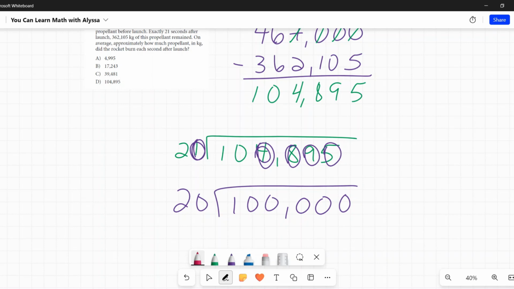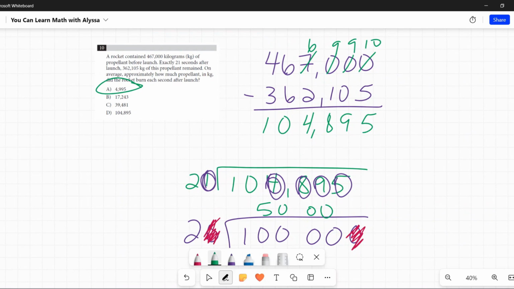And another little shortcut, if you're dividing something that ends in zeros into something that ends in zeros, you can drop the zeros. So there's one zero here, so I can drop one zero here and you'll get the same answer. These are the kind of little math tricks that can help you gain speed, gain time on the SAT. So 2 into 10,000 goes 5,000 times. And look there, our answer is A, 4,995. That is right at 5,000. That is my answer.